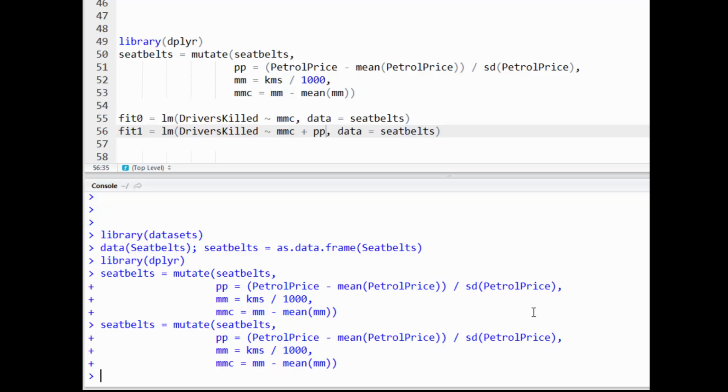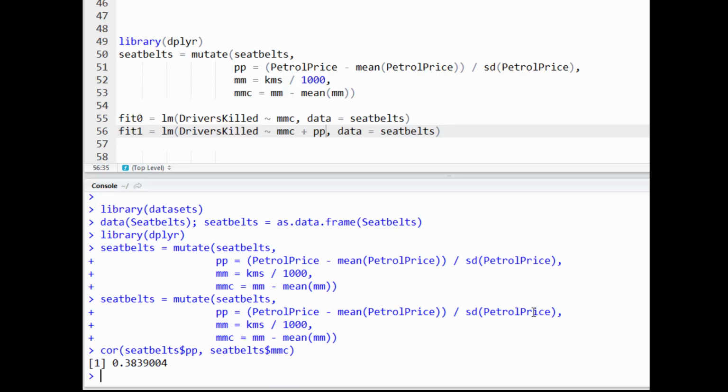Before we do that, though, it would be nice to see what the correlation is between the kilometers and the petrol price, just because that tells us a little bit of something about how much redundant linear information is contained in the two variables. It's at 0.38, so at some level these are measuring similar things, and it would stand to reason that the price of gas would have an impact on the total miles being driven.